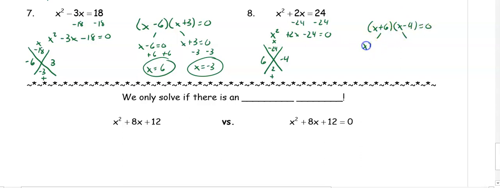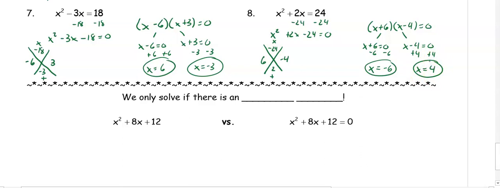Set each part equal to 0. So we get x equals negative 6 when we subtract 6 from both sides. When we add 4 to both sides, x equals positive 4.